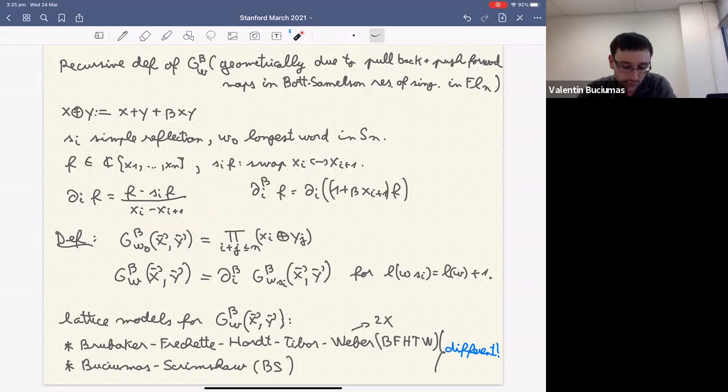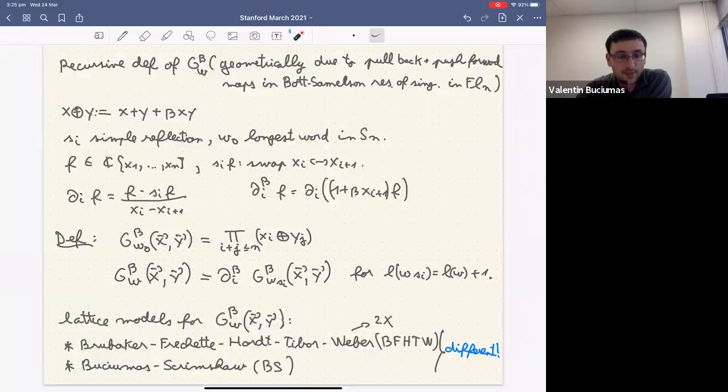So with this definition in mind, one may define the Grothendieck polynomial as follows. So in the base case will be w equals w0 and not w is the identity. So for w equals w0, the Grothendieck polynomial will be a product over terms of this form for all i and j such that i plus j is less or equal to n.